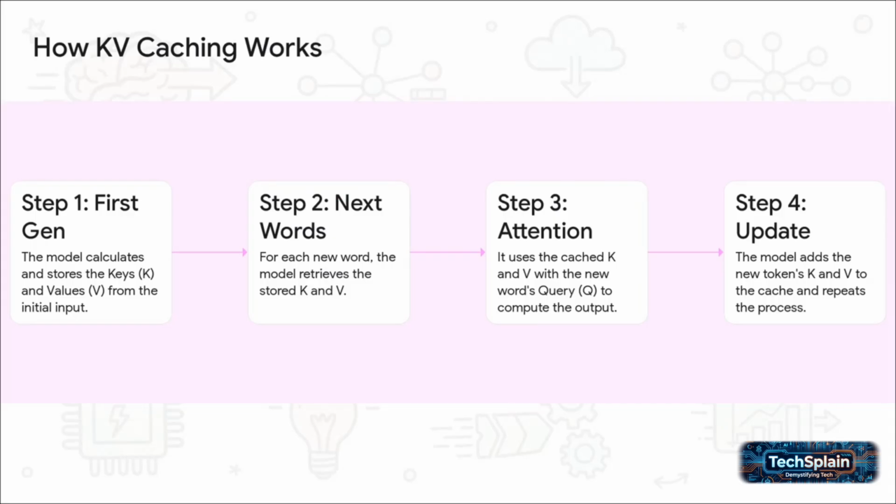Okay, so here's the play-by-play. That first big pause when you're waiting for the first word, that's when the model is processing your entire prompt and saving all those important key and value numbers to its cache. Then, for every single new word it generates, it just grabs that cache data, mixes it with the info from the newest word, and bam, it spits out the next one. It then adds the new word's info to the cache and does it all over again. It's a really simple but super effective loop.